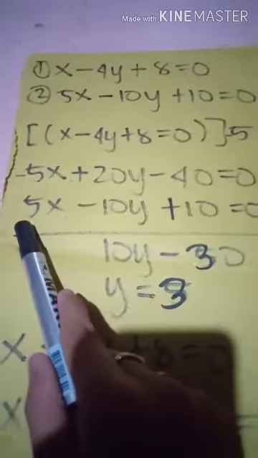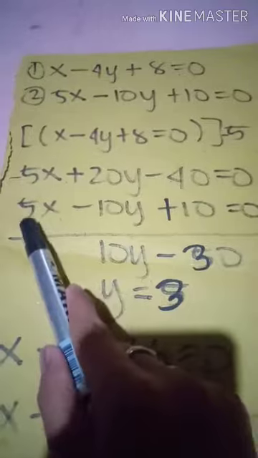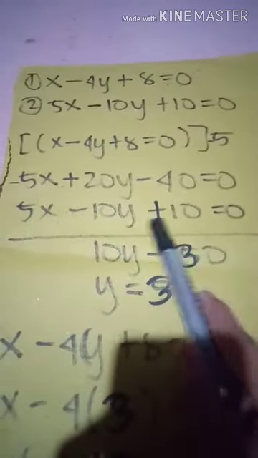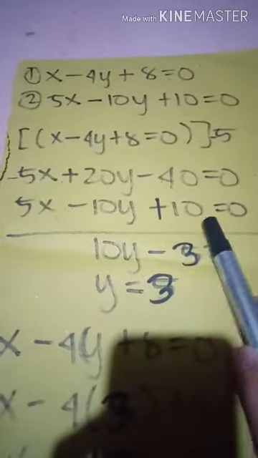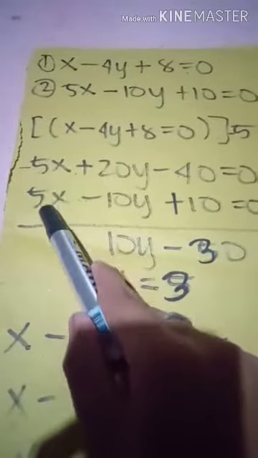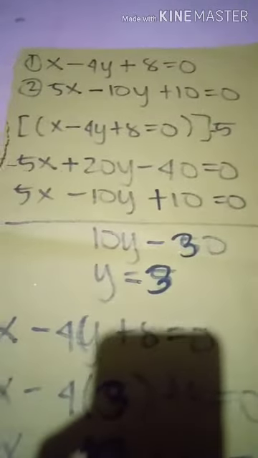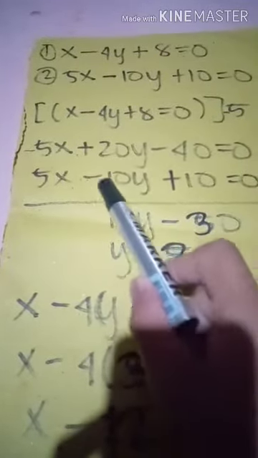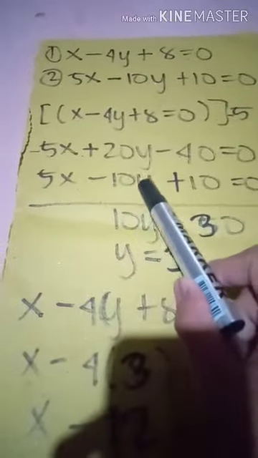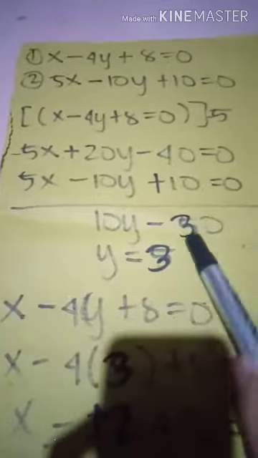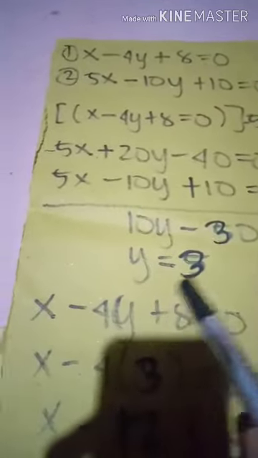Then we add it to 5x minus 10y plus 10 equals 0. The negative 5x and 5x cancel, so they make 0. Then positive 20y plus negative 10y is 10y, and negative 40 plus 10 is negative 30. So 10y equals 30, and y equals 3.